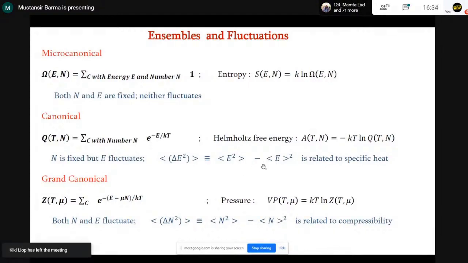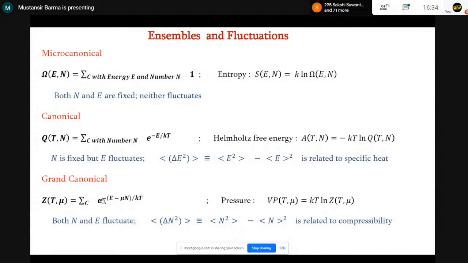But it turns out that the mean squared fluctuation is actually related to the specific heat. I'm not sure whether you have studied this or covered this in your course at St. Xavier's, but this is a central and important result, and not very hard to prove, and I'll try to prove an analogous result as we go ahead.